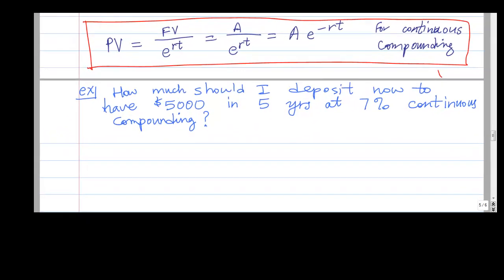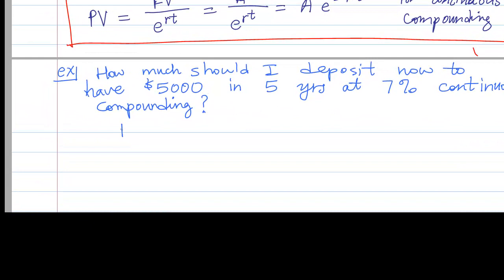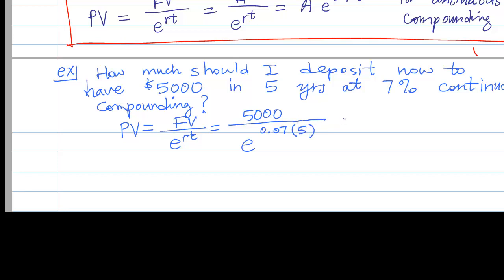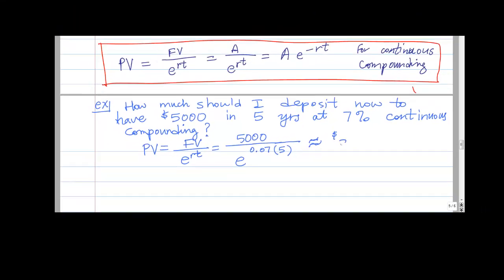That means I need to solve for PV, the present value. Future value over e to the RT. I need $5,000 in the future, so 5,000 is the future value. The rate is 7%, 0.07. Time is 5 years. Okay? So when you plug that into the calculator, you are going to get roughly $3,523.44.